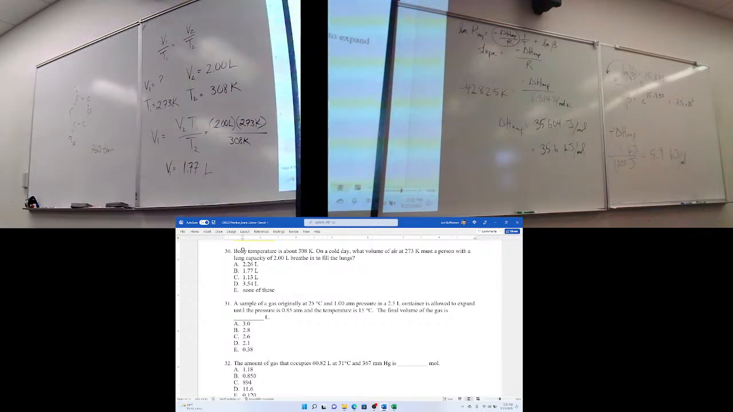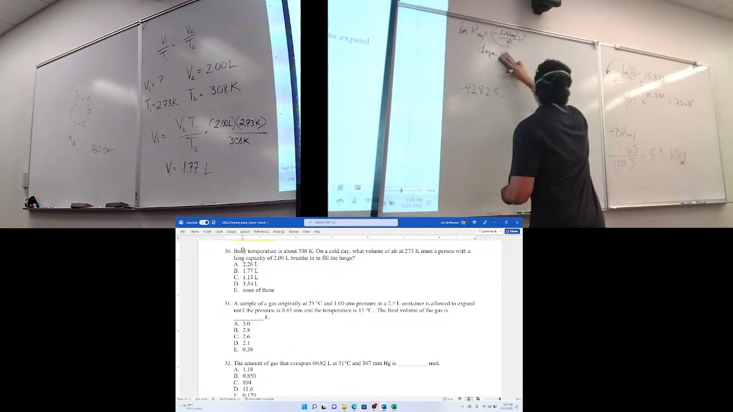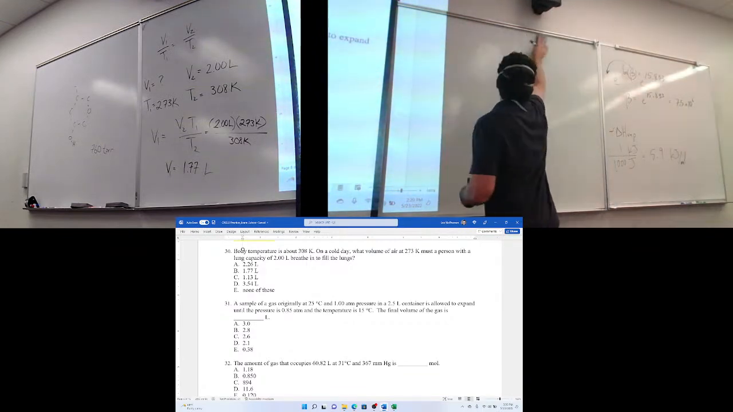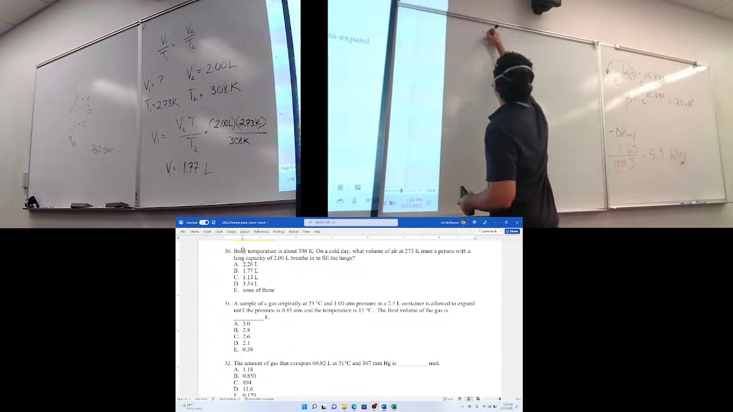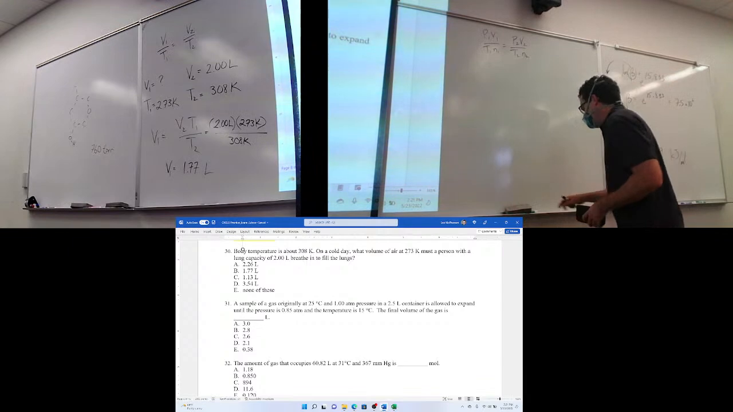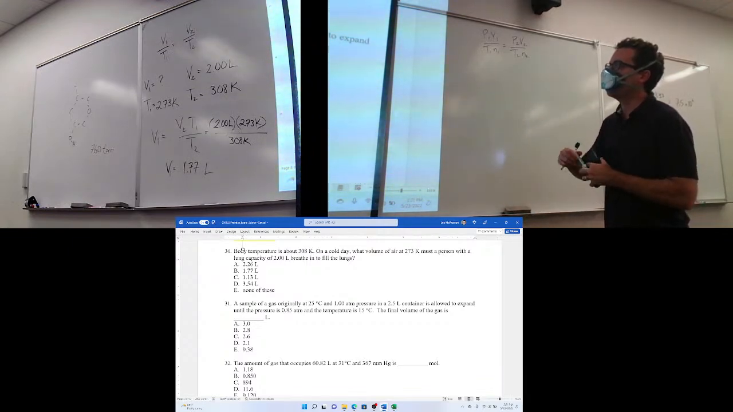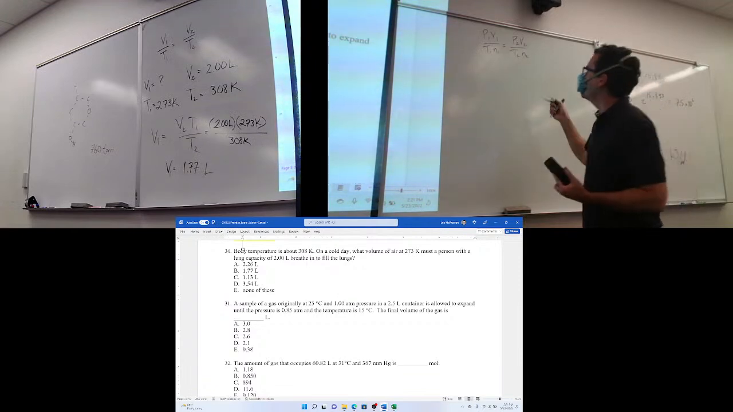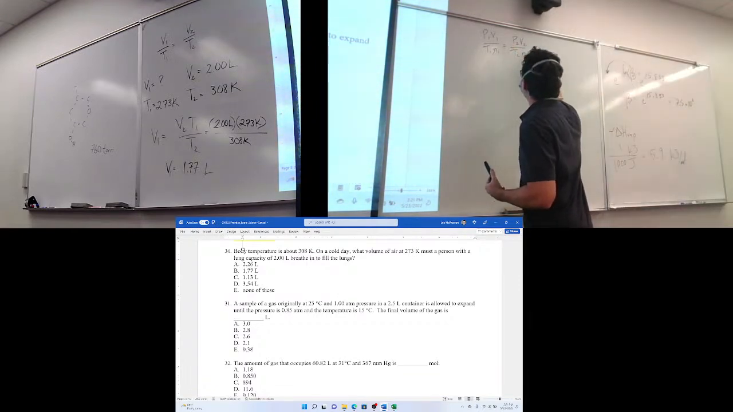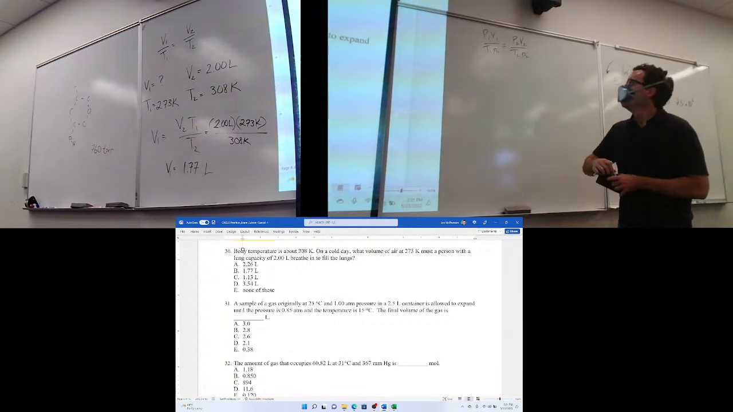So let's start with the combined gas law, like the whole thing. So P1 V1 over T1 N1 is equal to P2 V2 over T2 N2. And no mention is made of changing the number of moles. So it's a sample of gas, and nothing is allowed to change. So we're going to take that out. N1 and N2 are the same.